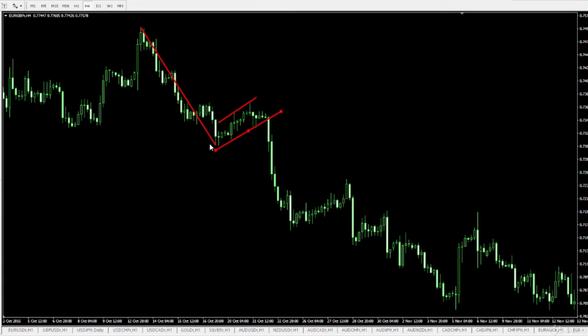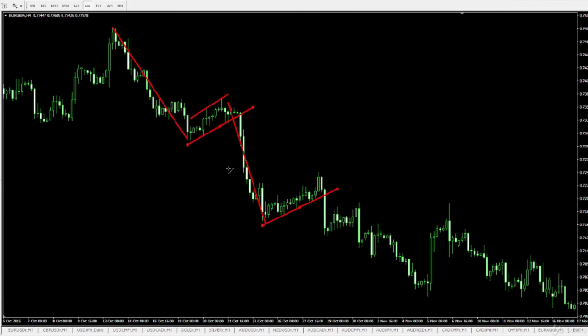Then after this fall, the following consolidation formed another flag. There is also a line of support which is formed by 3 points, 1, 2, and third. The line is broken for the fourth time, and the price again had a great fall.